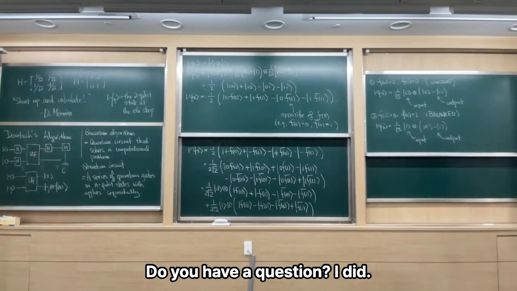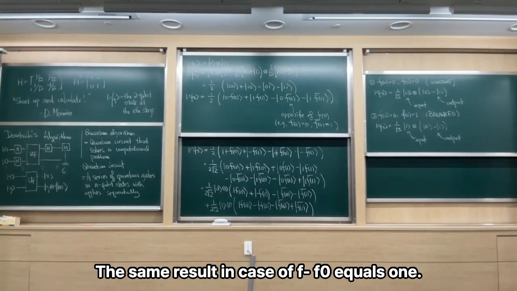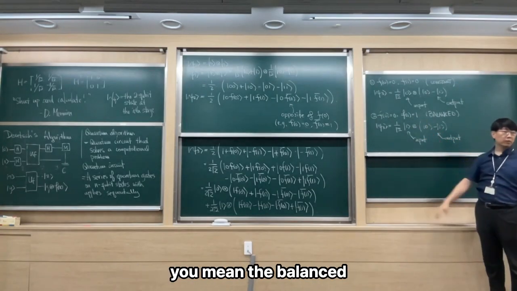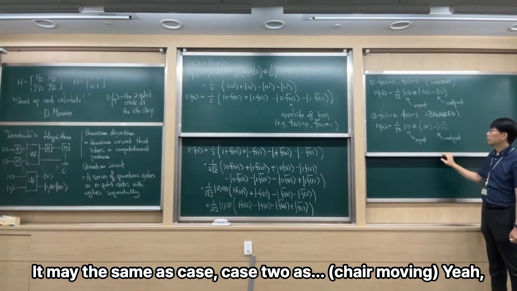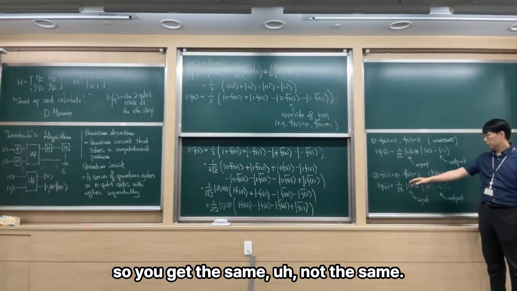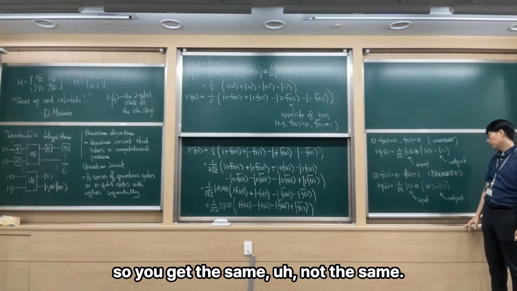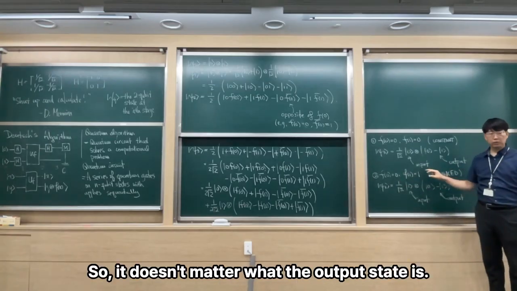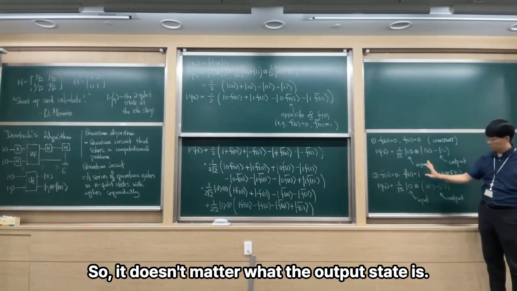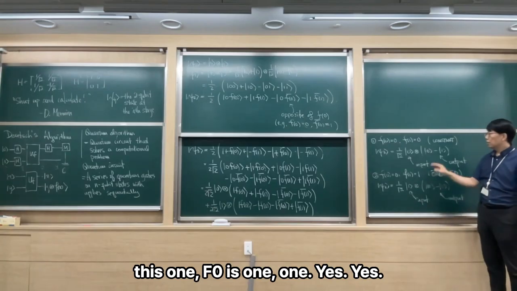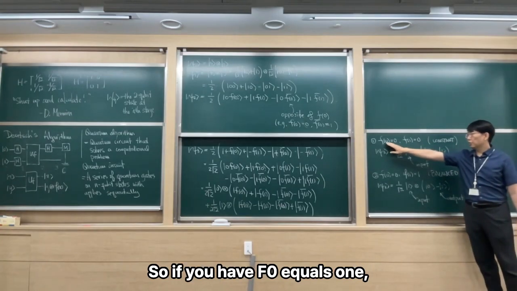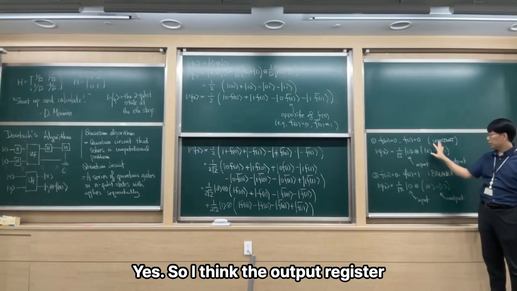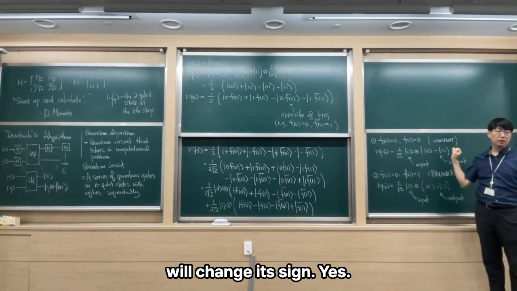I think it shows the same result in the case of f0 equals 1. F0 equals 1 and F1 equals 0? You mean the balanced case? It may be the same as case 2. Yeah, so you get the negative sign somewhere here when you have F0 equals 1, F1 equals 0. It doesn't matter what the output state is. Input register has |1⟩. F0 is 1. Yes. F1 is 1. Yes, so if you have F0 equals 1, F1 equals 1, you still get |0⟩ on the input register. I think the output register will change its sign. Yes, but it doesn't matter.